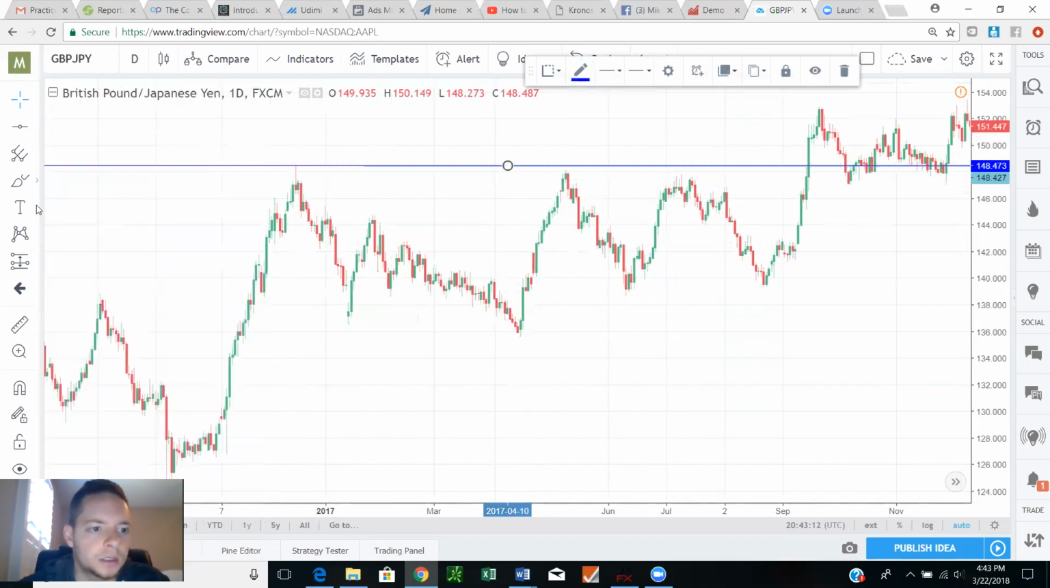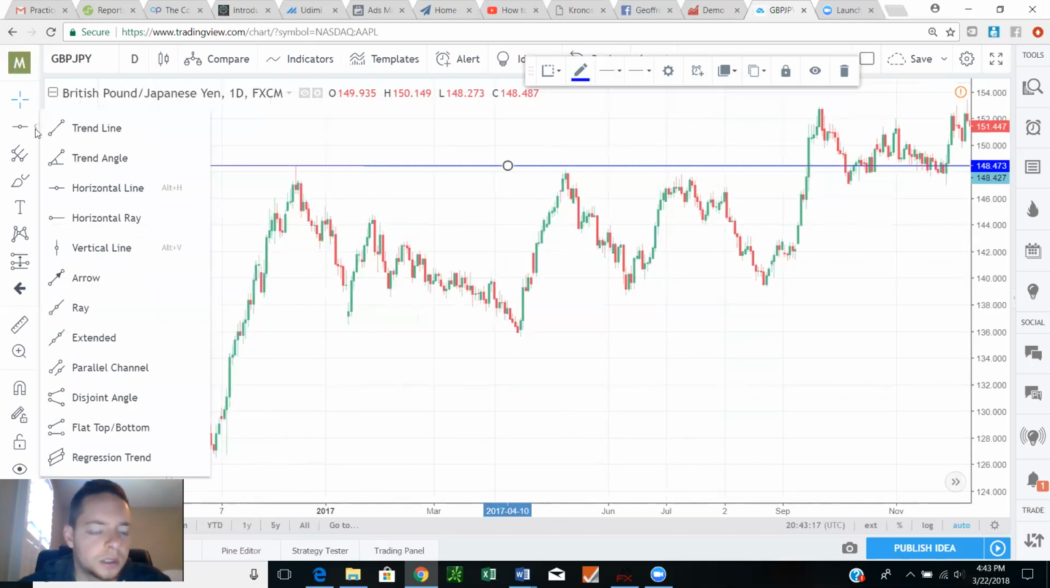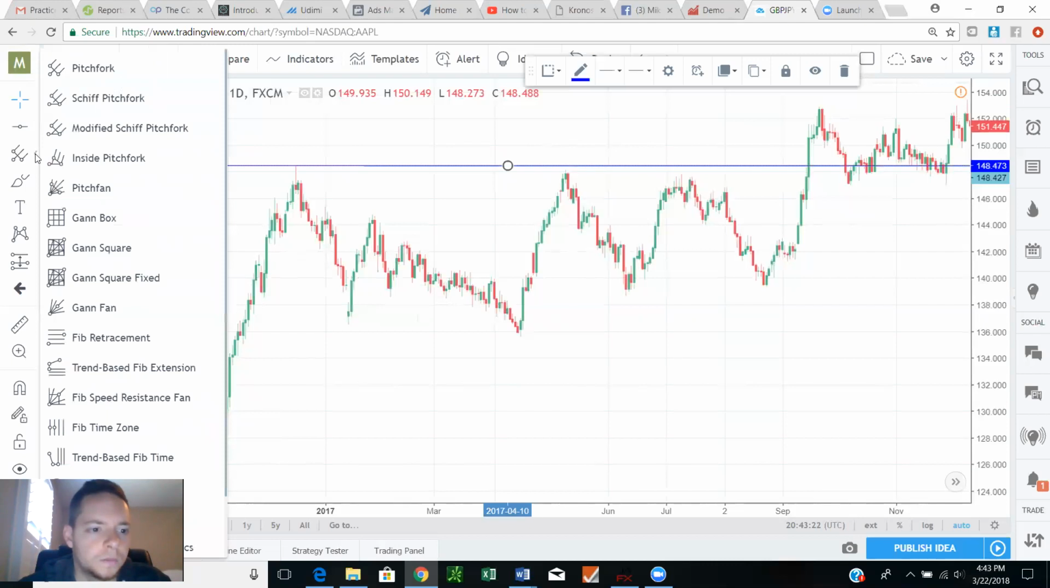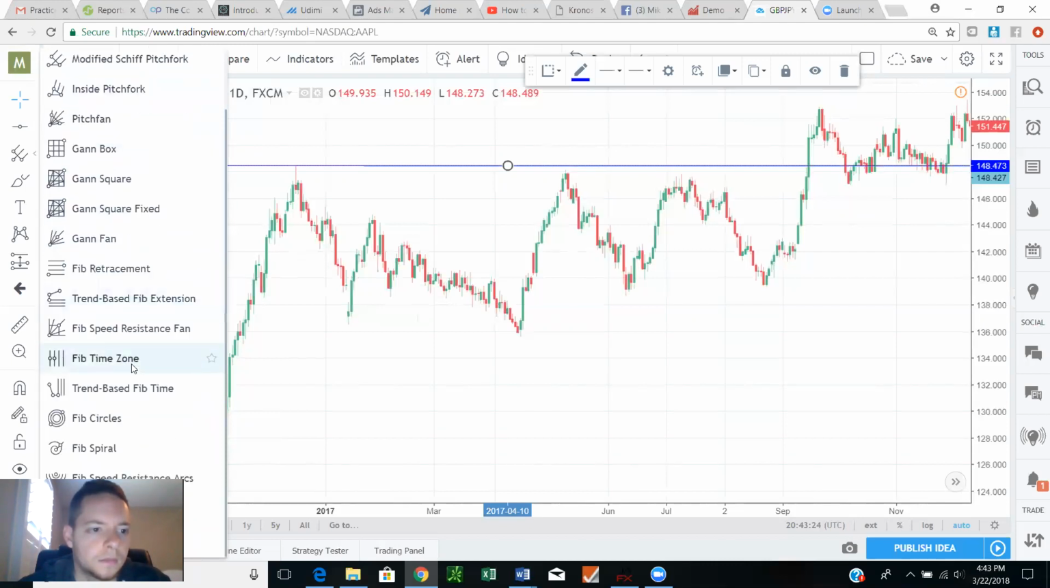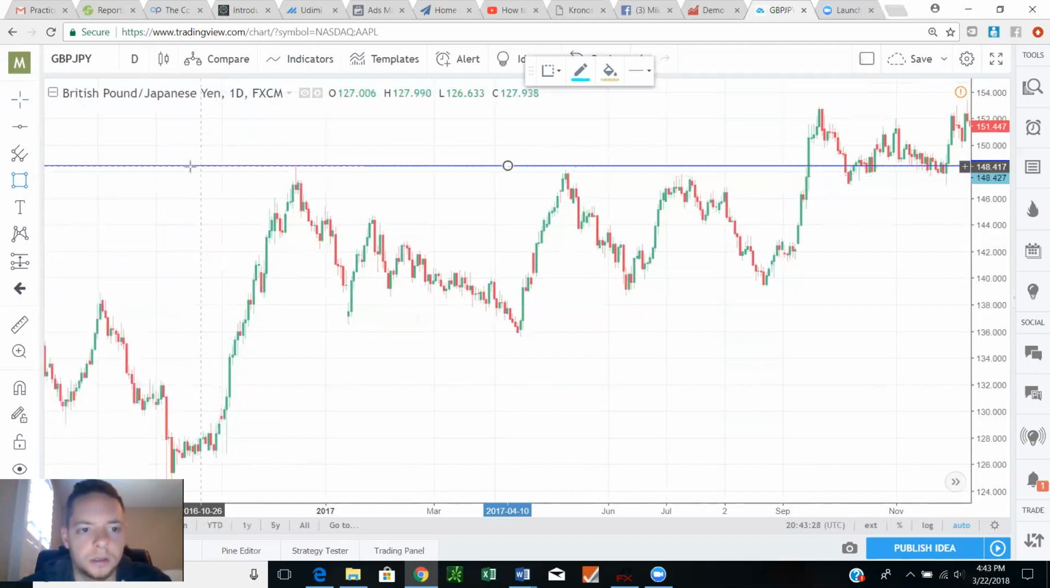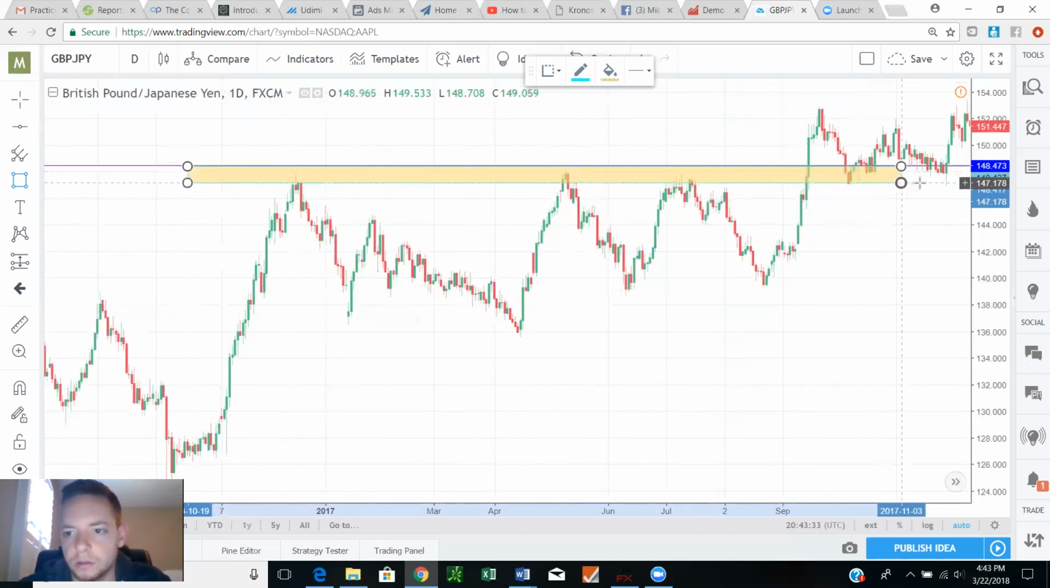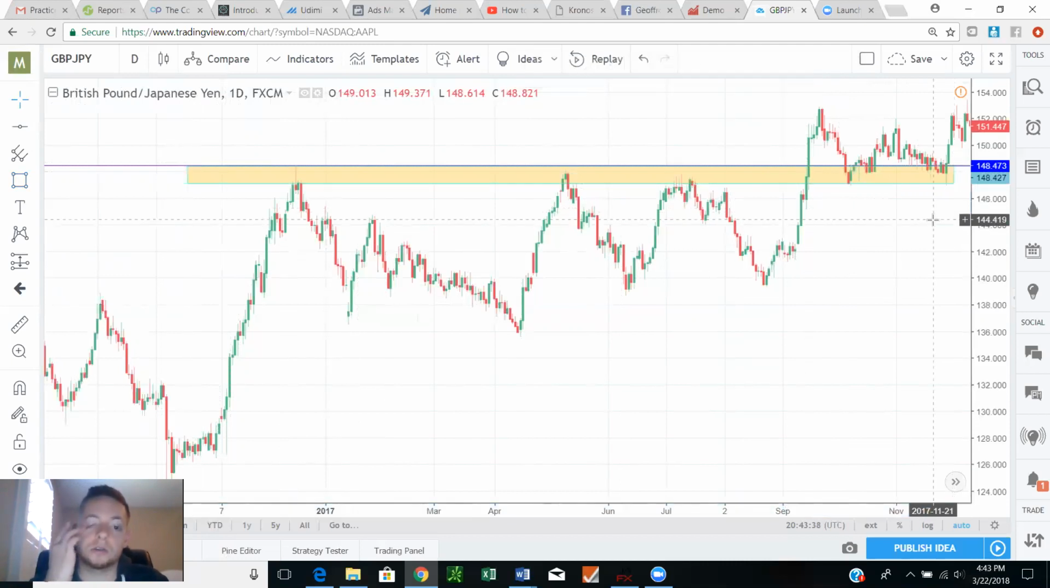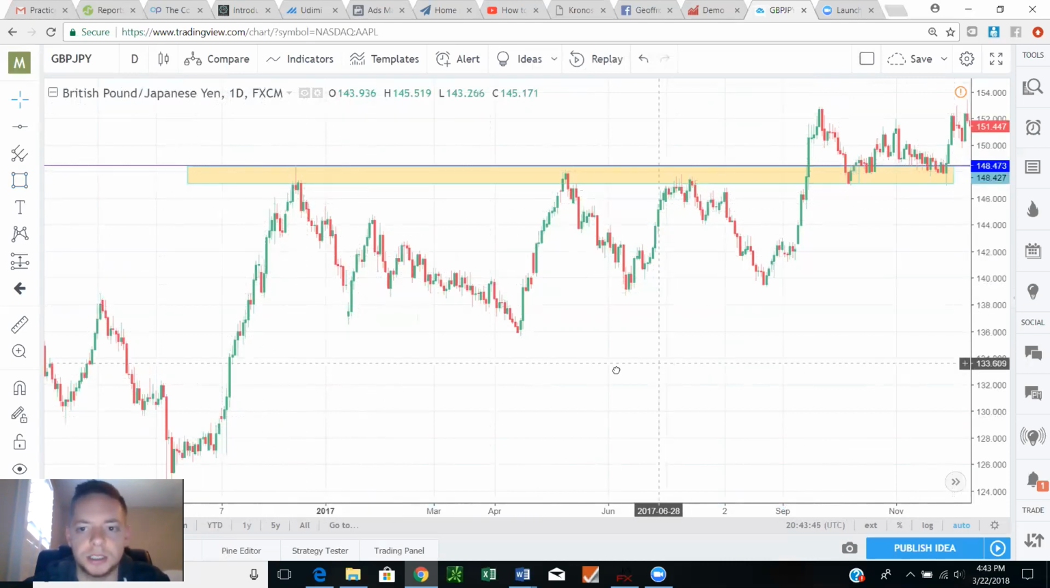Where are we at? Okay, here we go. So you want to look at this as a zone. Let's pull it all the way out here. You can see where every time price comes up into the zone, it hits the ceiling. It's a resistance. It's the ceiling.